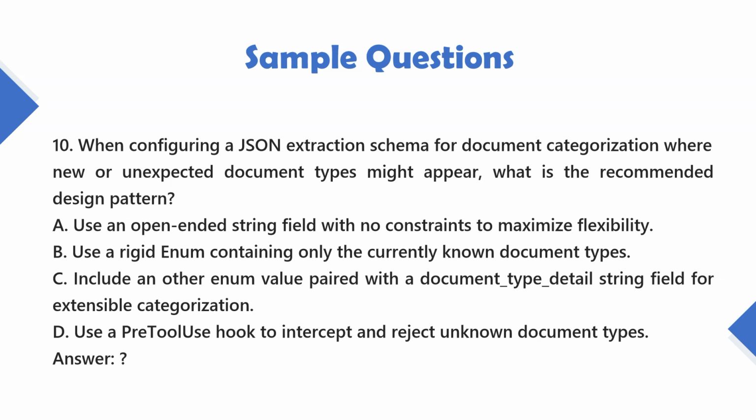Use an open-ended string field with no constraints to maximize flexibility. B. Use a rigid enum containing only the currently known document types. C. Include an other enum value paired with a document type detail string field for extensible categorization. D. Use a pre-tool use hook to intercept and reject unknown document types.